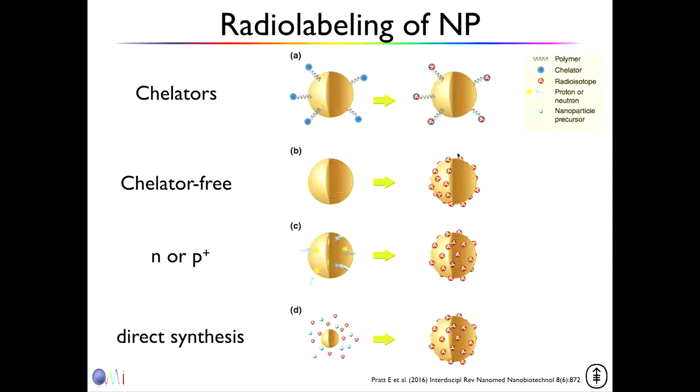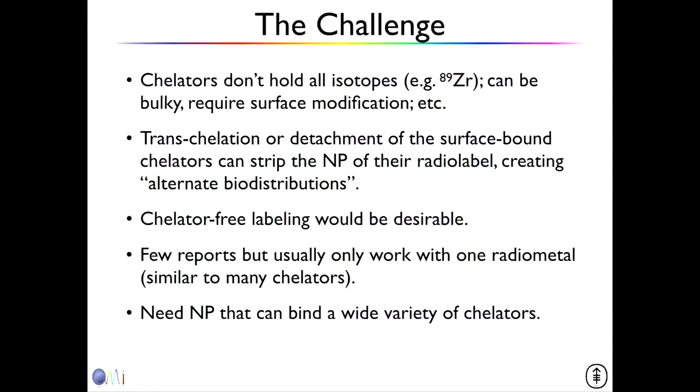Then there's chelator-free radiolabeling, and that's what I'm going to talk a little bit about. Then you can do fancy things like neutron or positron or proton bombardment of your original material to make the entire nanoparticle radioactive. For that, you need cyclotrons, and very big, very heavy, very large, and very expensive equipment. So very few people do it. And a little bit similar is the direct synthesis from radioactive precursors, which also is not that nice because then you've got radioactivity everywhere and it can get messy. So I'm going to talk about the chelator-free part here.